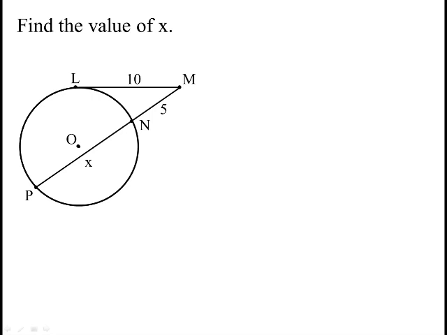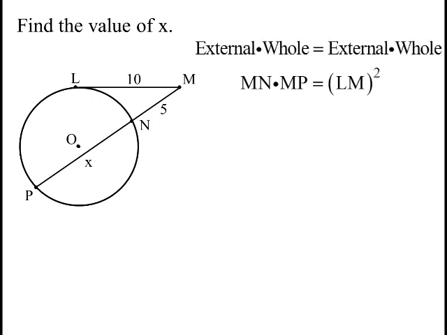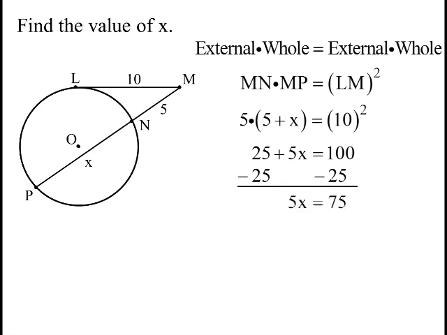And here's the last problem for today. See if you can find x. So we have external times whole thing. So 5 times 5 plus x is going to equal 10 times 10. We distribute, solve. Looks like x is going to be 15.